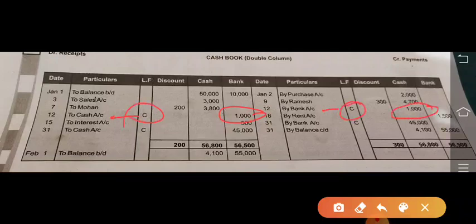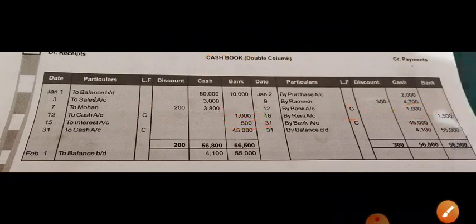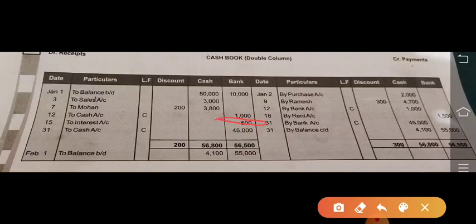Next point we have is interest collected by bank. Bank collected interest on our behalf. That means bank got increased. That means bank got debited. Since bank got debited, so we'll write on the debit side of bank, but bank got credited with interest. So to interest account, amount will be 500. As you can see here, amount will be 500 to interest. Right, students?